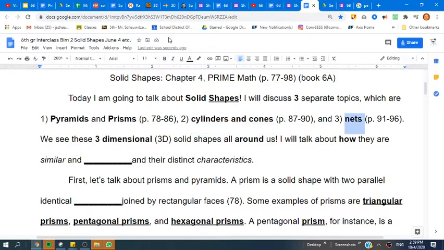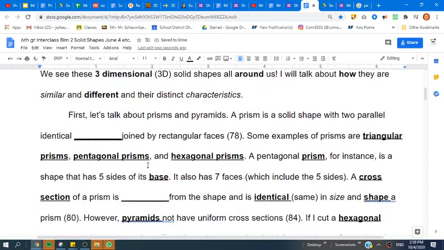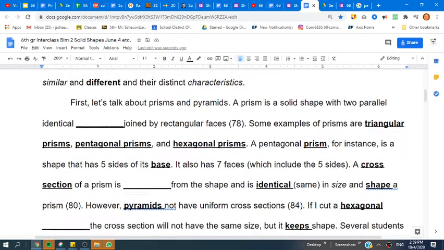So the 3 different topics are pyramids and prisms, cylinders and cones, and nets. These are all having to do with solid shapes, right? We see 3-dimensional solid shapes all around us. I will talk about how they are similar and what? Different, and their distinct characteristics. First, let's talk about prisms and pyramids.